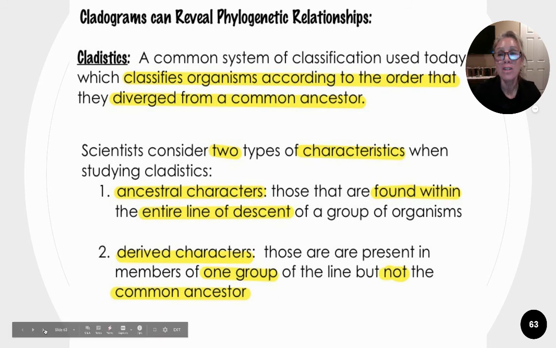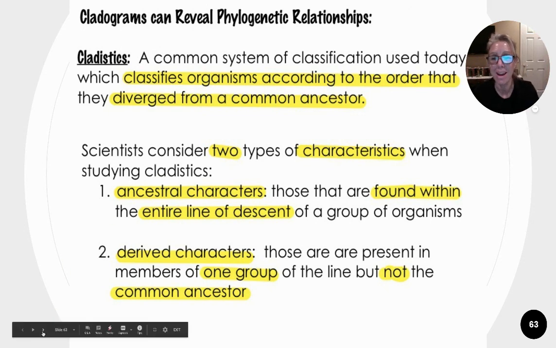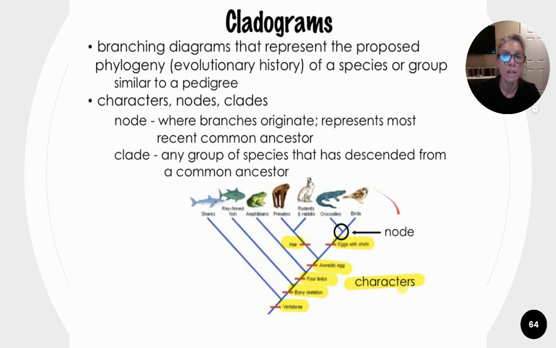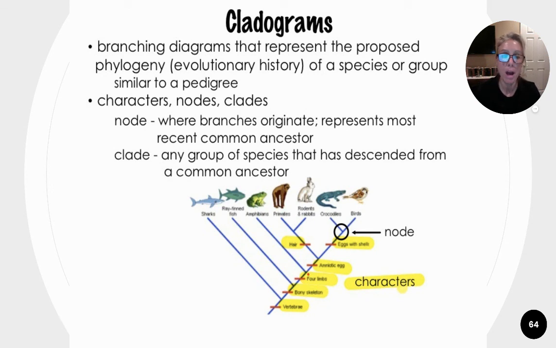So you look at two kinds of characteristics. You look at what is the ancestral trait that we all have, and then what are the derived traits that not everybody has. So for instance, all of these organisms here, they all have vertebrae. So that's their ancestral trait. And now we're looking at anything that differentiates them. So from here on up, they have a bony skeleton. From here on up, they have 4 limbs.